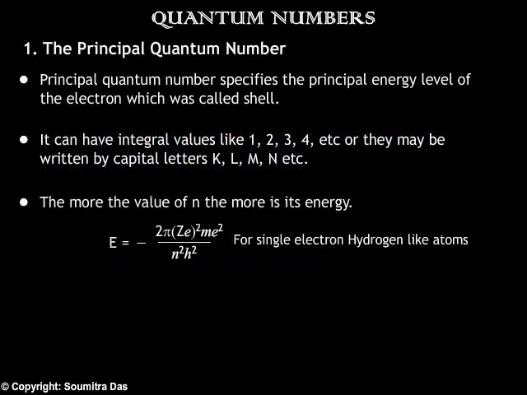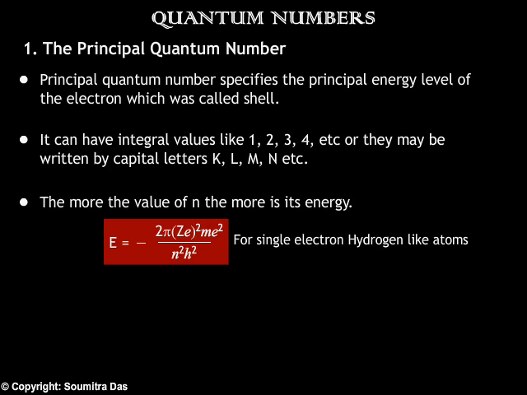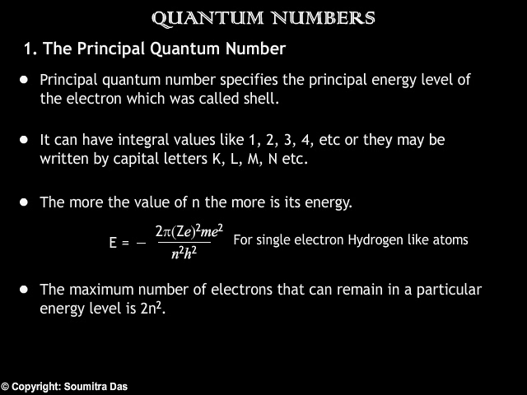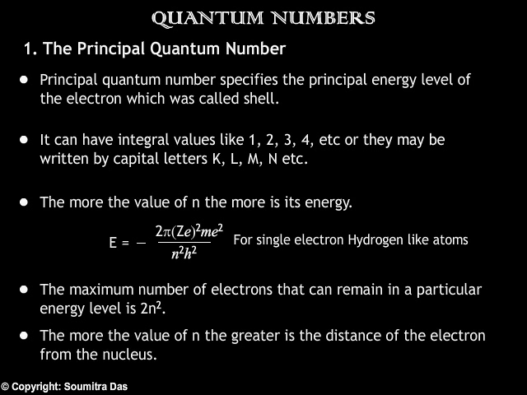The more the value of n, more is its energy. The energy is given by this equation for hydrogen-like atoms with a single electron. The maximum number of electrons that can remain in a particular energy level is 2n square. The more the value of n, the greater is the distance of the electron from the nucleus. Number 2. Azimuthal or angular quantum number.